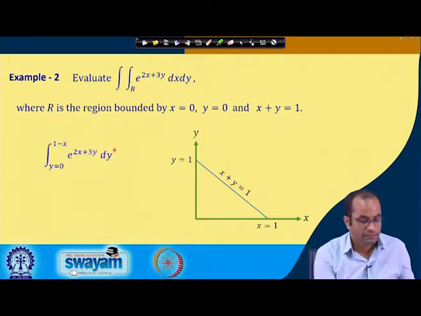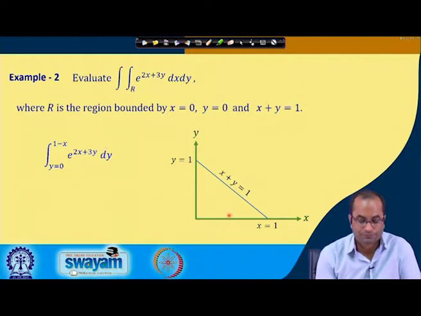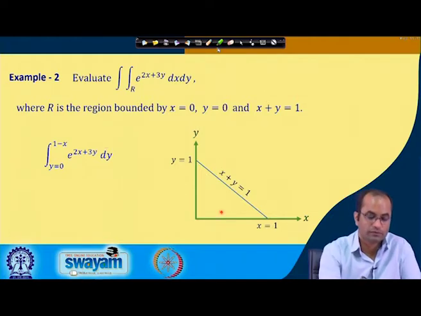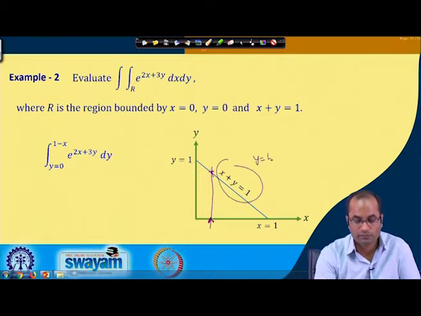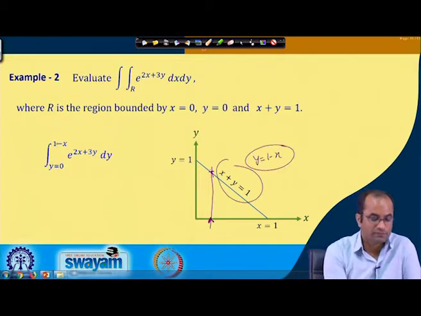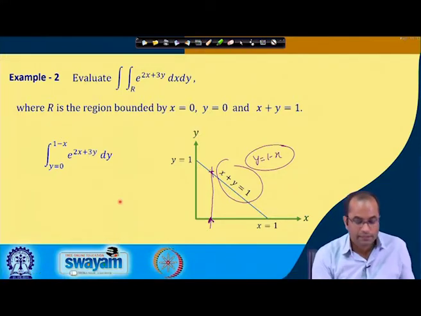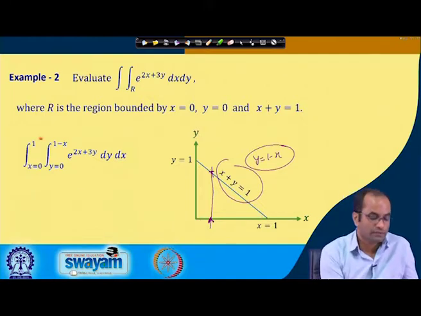So, suppose we are taking the direction of y first. Now draw a line parallel to the y axis, and then we will see that this line enters here at y is equal to 0, and leaves the domain at y is equal to 1 minus x. So, the limits will be y from 0 to 1 minus x, and then the x limits will be from 0 to 1. So, then x from 0 to 1 and then dx.